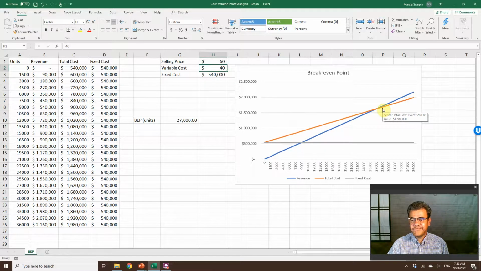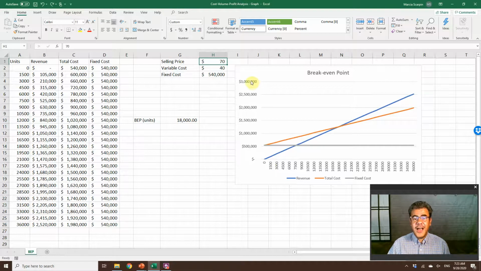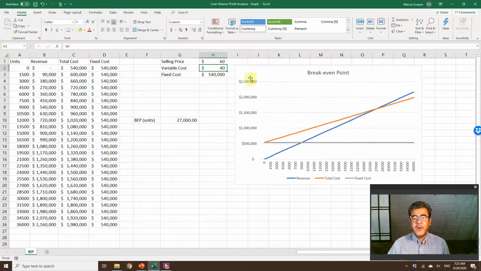Oh, we cannot see it. It is the same slope here. Everything is the same, and now everything changes. Why? It happens because our y-axis here changes. Look at here. The top number is $3 million. If we change it to 60, our top number will be 2.5 million. And we cannot see the behavior of our lines.